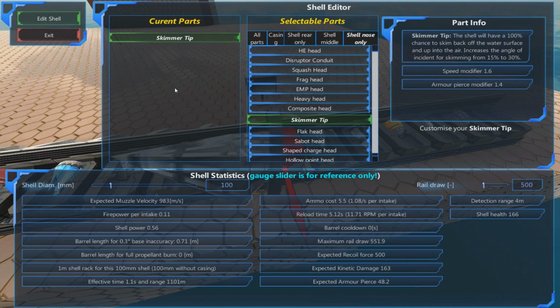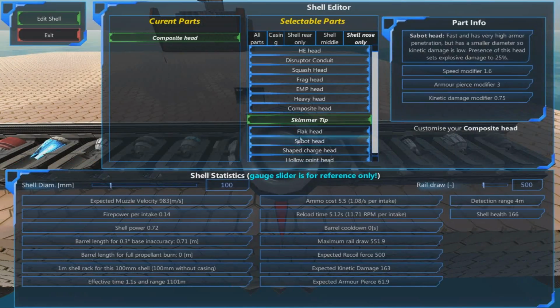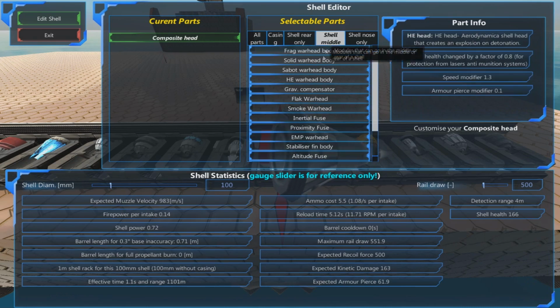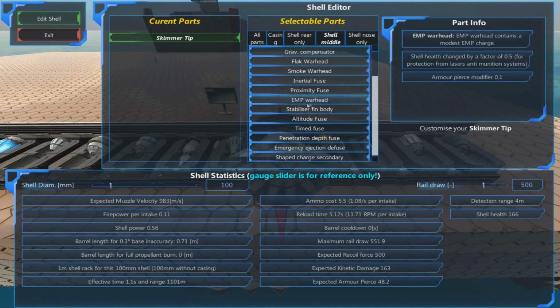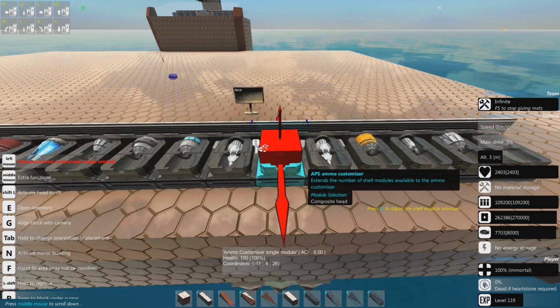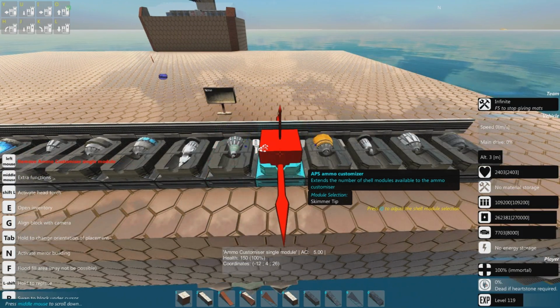Also, this video is more than an hour long. I'm so glad I decided to split this up. So, next, Flak Head. Same thing as the Flak Warhead Body. Moving on. And what the hell were we at? I just talked up. Why is the Skimmer Tip here twice? Flak Head.